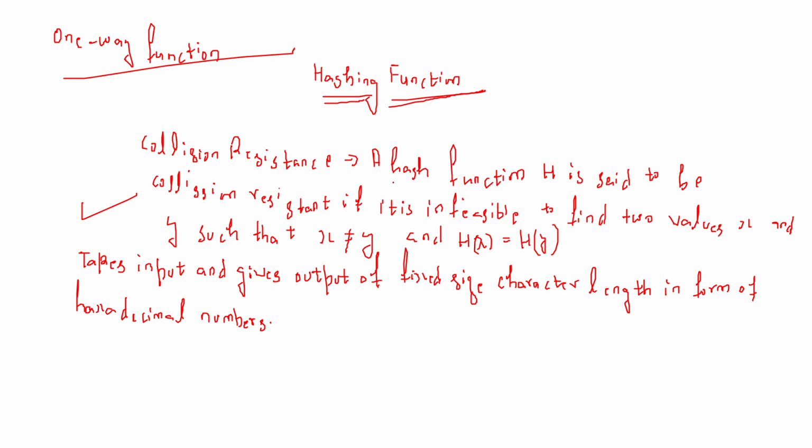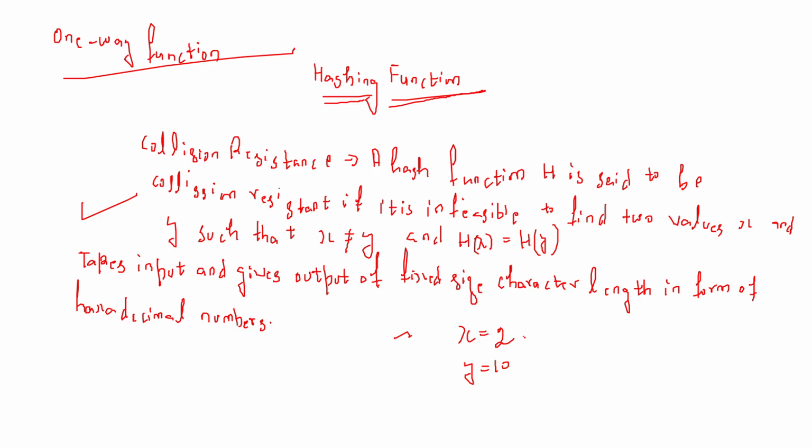Again, let's take a look at this formal definition. It says that a hash function h is said to be collision resistant if it is infeasible to find two values x and y such that x not equal to y and hash of x is equal to hash of y. So let us assume x is equal to 2, and let us assume y is equal to 10. So let us take these two values.